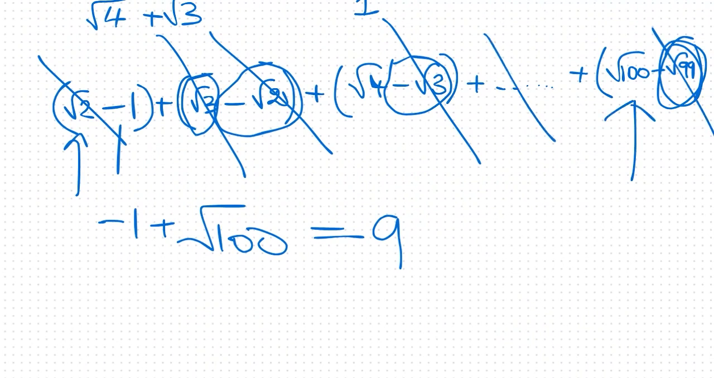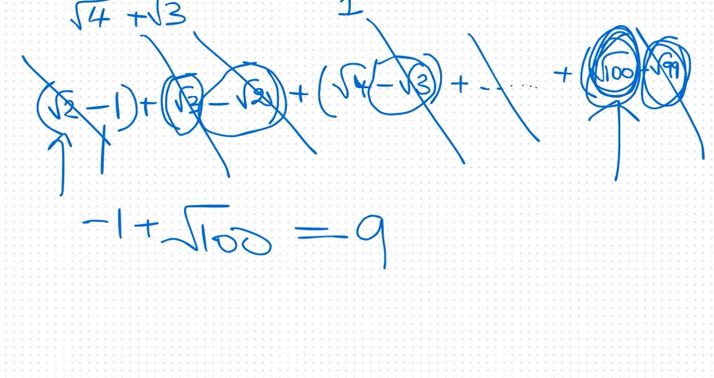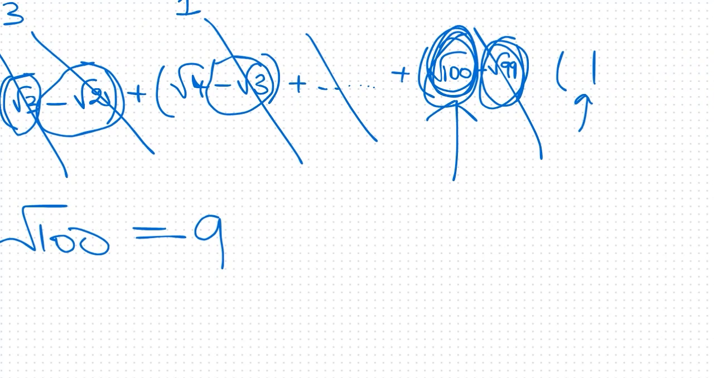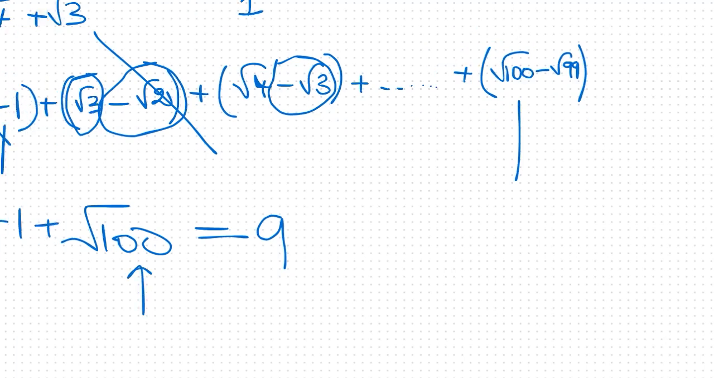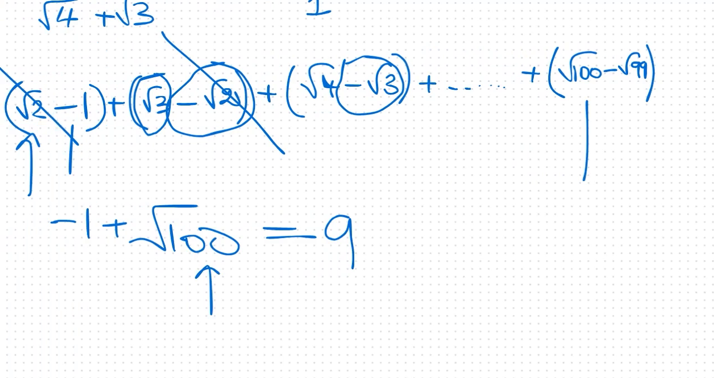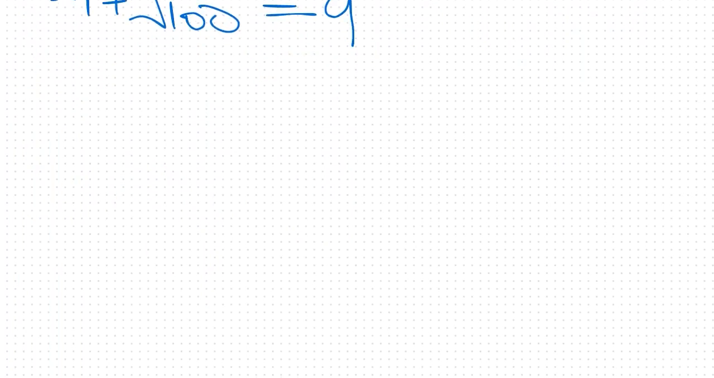But to cancel this, we would need a term somewhere after this. There is no sequence after this term. So root 99 is the survivor, and root 100 is the survivor. So like that, root 100 is left, and similarly negative 1 is left. So 9 is the answer. So this is the way.